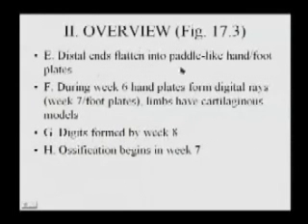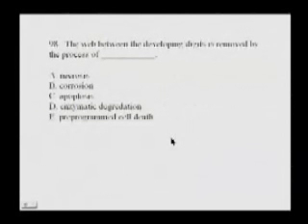So the distal ends flatten into that paddle-like hand and foot plate, and during week 6, the hand plates form the digital rays. About 1 week later, for the foot plates, and then the limbs have the cartilaginous models, as we saw. The digits will be formed by 8 weeks. We saw that in the photograph. And the ossification begins in week 7. So we were seeing some of the ossification centers in that view with the reverse lighting, where we saw the radius bone labeled.